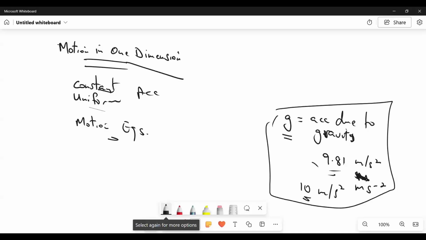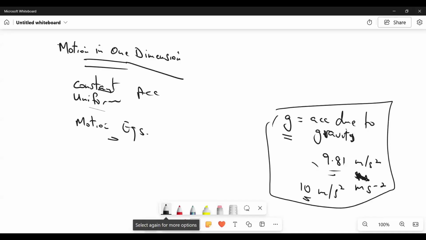Yeah. So as I said, if you were to throw up something vertically, or something is to be projected vertically, or something is falling down vertically, the motion equations will also apply, right? The only difference now is that the acceleration is going to be G, right? It's going to be acceleration due to gravity. So keep that in mind.